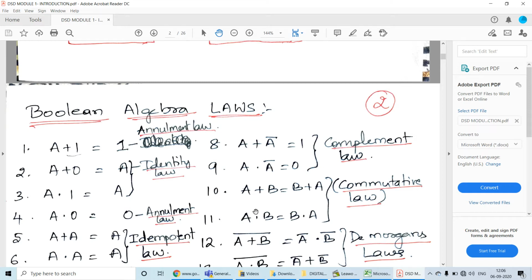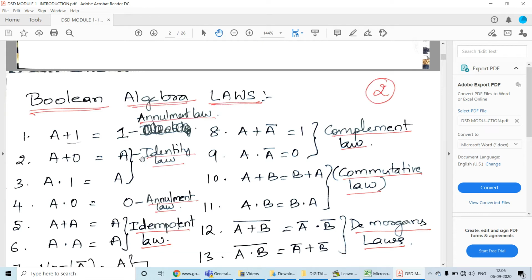Okay, so for that you need to know what the Boolean algebra laws are. Here we have the first law, A plus 1 equals 1. Think of A as some logical variable. If you add it with 1, you will get 1 only. Think A is 0 or A is 1. Here 0 plus 1 is again 1, or 1 plus 1 is again 1.